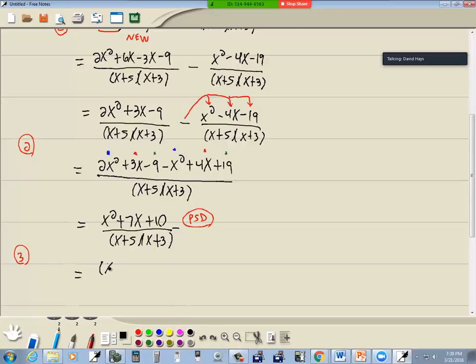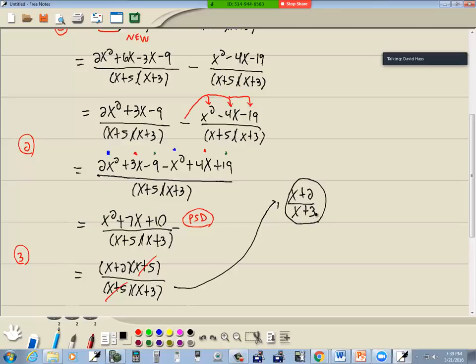Well, the top part factors as x plus 2 times x plus 5. Now notice after I factor, the x plus 5 is going to cancel. And that's going to leave us x plus 2 over x plus 3. And that's our answer.